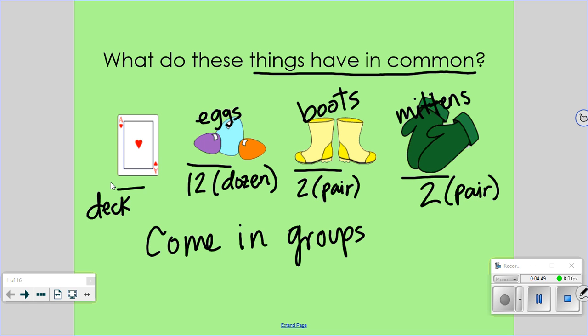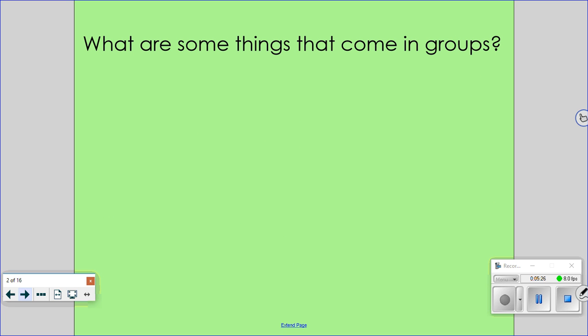Just like you don't get about 12 eggs, you get exactly 12 every single time. Grace? 53? So close. There are 52 cards in the deck. Because guess what? When you spread all the cards out, there's 52 of them on the floor. 52 cards come in a deck. So we talked about some things that come in a group.